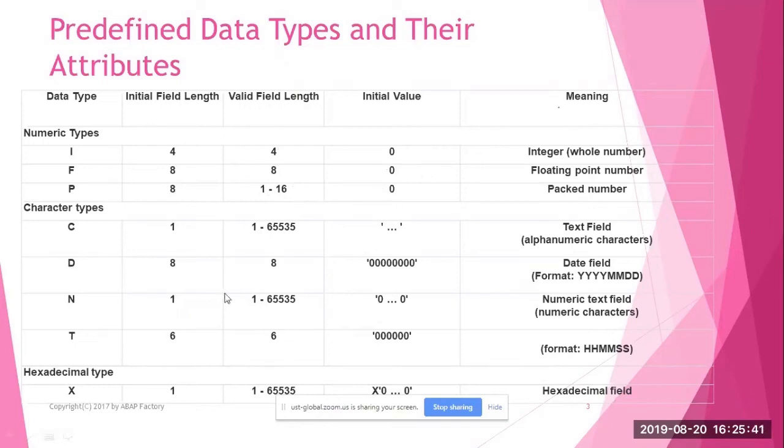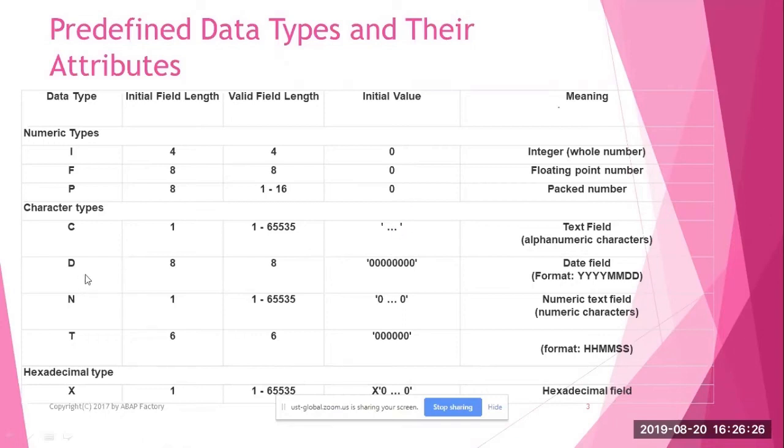Then character type. The initial length will be 1 character, 1 byte. Okay, so that means 1 character you can store, if you don't mention any length. What is the maximum? Maximum is 65,535 bytes. This many characters you can store in one variable if you define it as C. Okay, and the initial value will be space or blank. It will be blank initially.